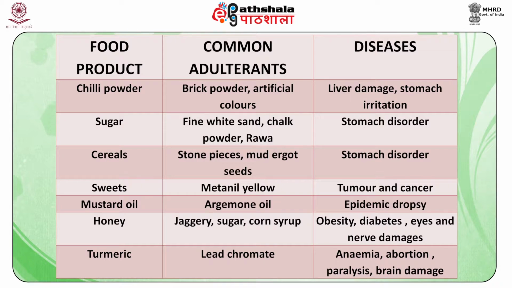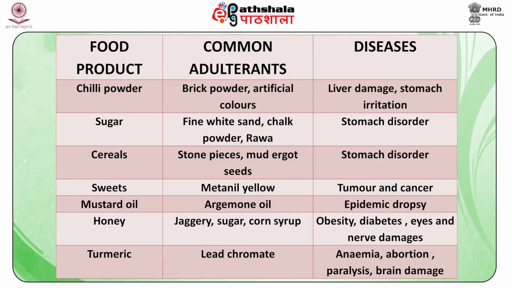For sugar, fine white sand, chalk powder, and rava are the adulterants, and the disease caused by them is stomach disorder. For cereals, the adulterants are stone, spices, mud, argemone seeds, and the disease caused by them is stomach disorder. For sweets, the adulterant is metanil yellow, and the disease caused by this is tumor and cancer. For mustard oil, argemone is the adulterant, and epidemic dropsy is the disease caused by it.